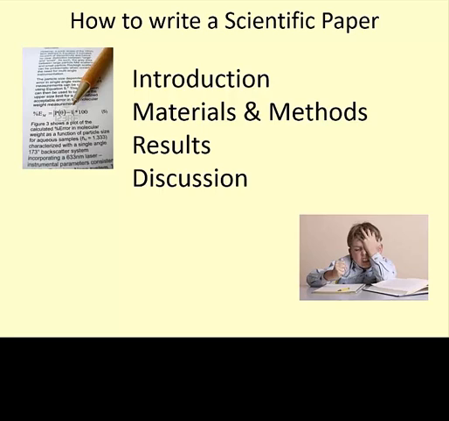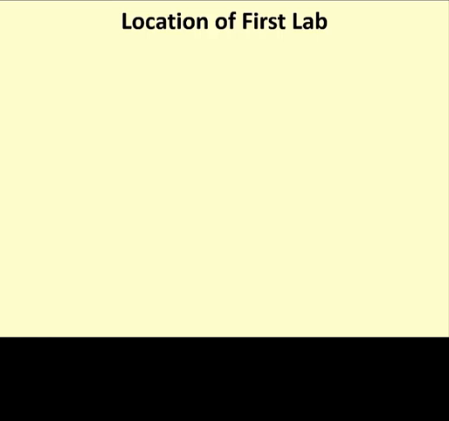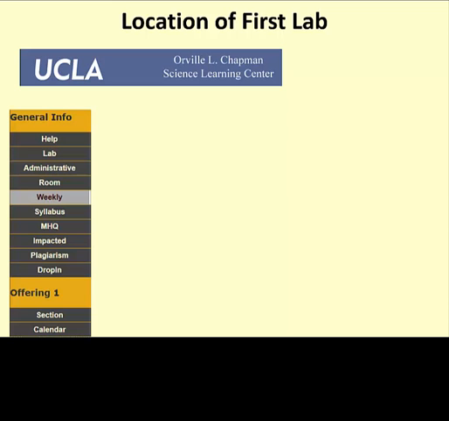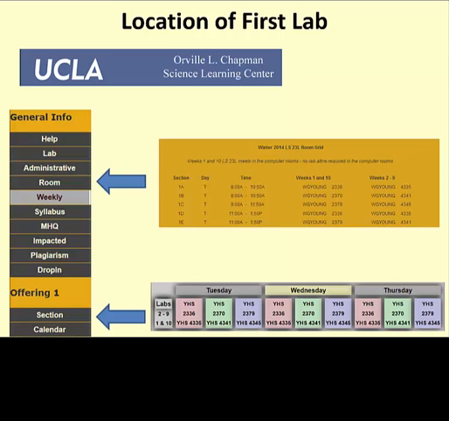The second part of this week's lecture will go over guidelines on how to write a proper lab report. This lecture needs to be completed after you have done the lab and before you're about to write up your laboratory. For your first lab, please go to the Science Learning Center, which is located on the 4th floor in Young Hall South. The room information is available online, either under the Room tab or the Section tab.